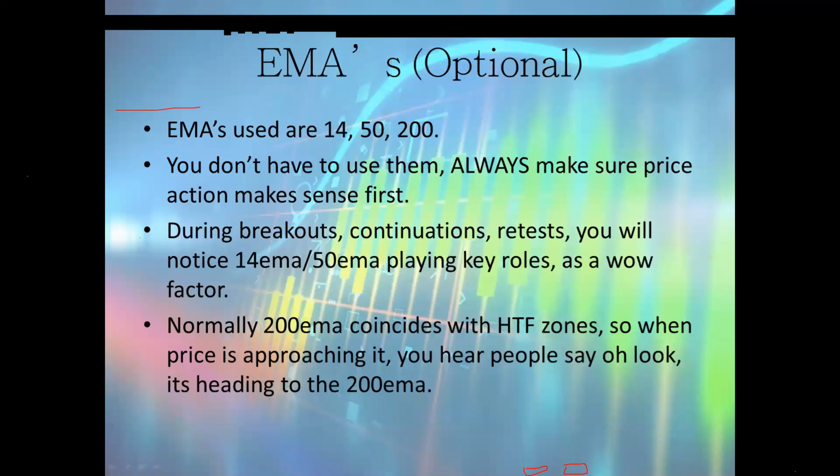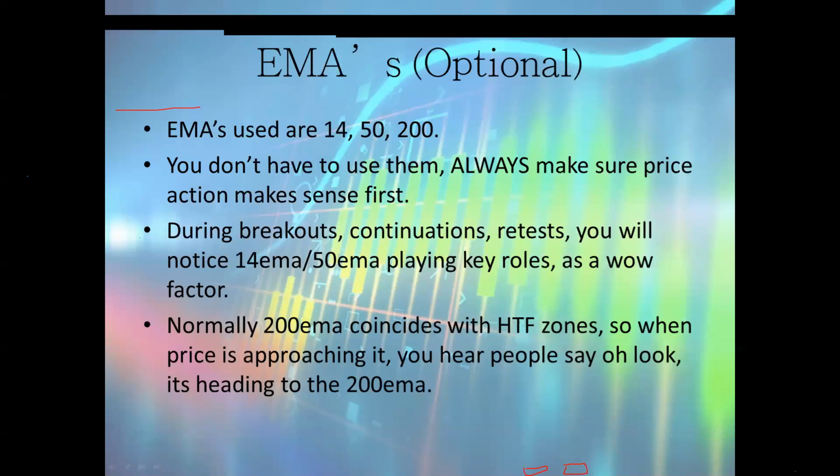Yeah, okay. EMAs, this is very optional. If someone wants to learn about it, perfect. If you don't want to learn about it, that's totally fine too, but these are very optional. I wouldn't really stress a lot on EMAs. EMAs are just there to provide you confluence with where the market can go, right? So basically, the EMAs used are the 14, 50, and 200 EMAs. You don't have to use them always. Just make sure that price action makes sense first, because price action comes first. Indicators come in the end, right? We're going to talk about that later.